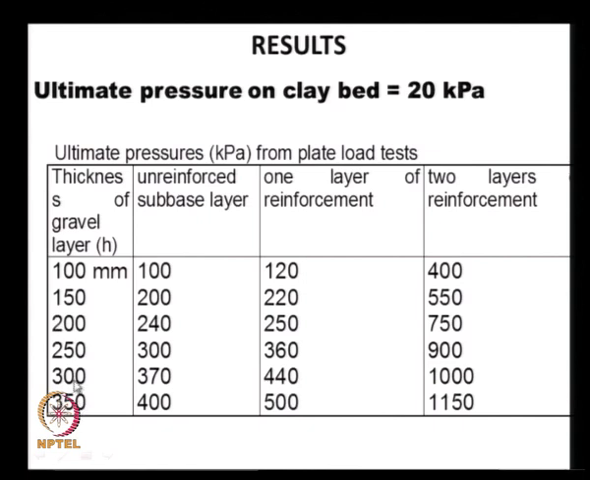Say if we have a thickness of 350 millimeters, the unreinforced system can take a maximum pressure of 400 kPa, which increases to 500 with 1 bottom layer. But then when we provide 1 additional layer, this capacity almost doubles to nearly 1150 kPa, and this shows that we need a good interaction between the reinforcement and the soil to mobilize higher capacities.